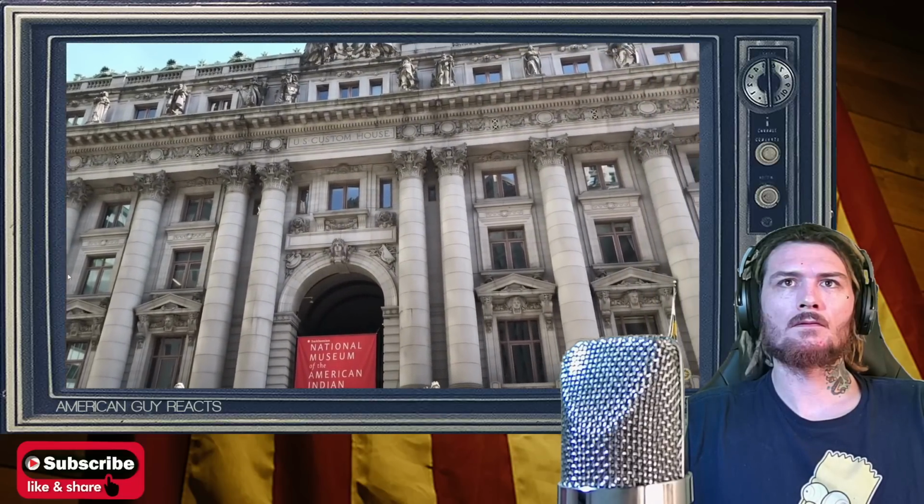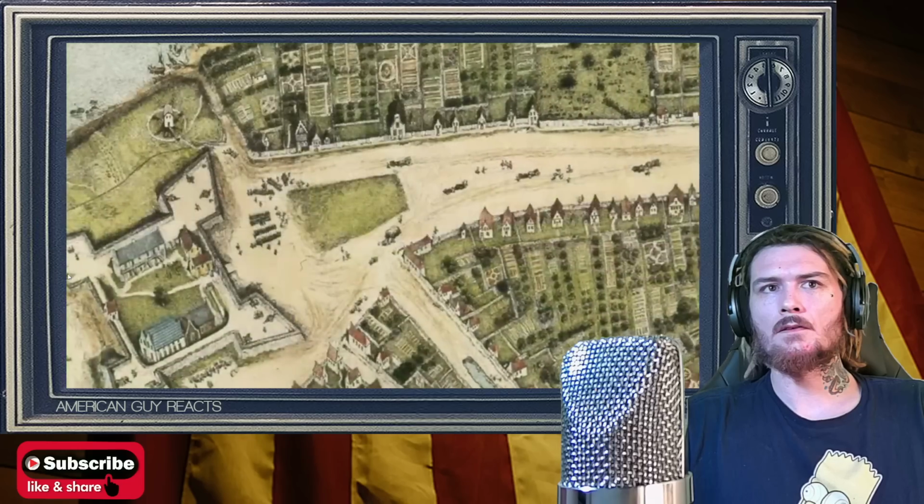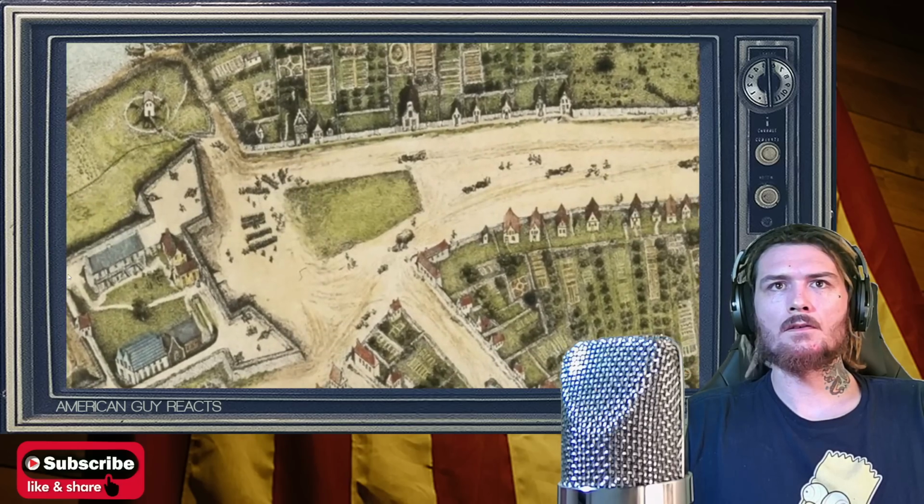The piece of land that once housed Fort Amsterdam now sits the U.S. Customs House, which inside now serves as the Museum of the American Indian. Today's Bowling Green is still a public gathering place. Today, it's a nice little park, but in New Amsterdam, it served as a cattle market and parade ground.